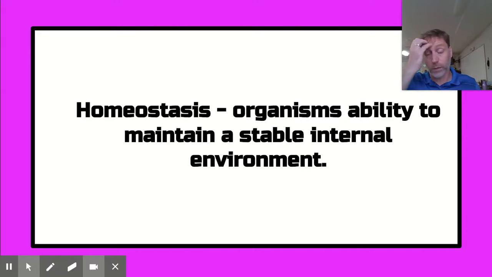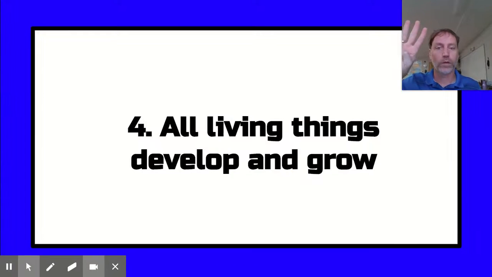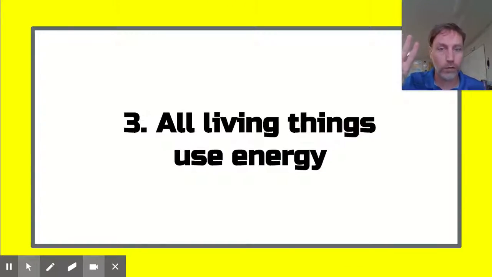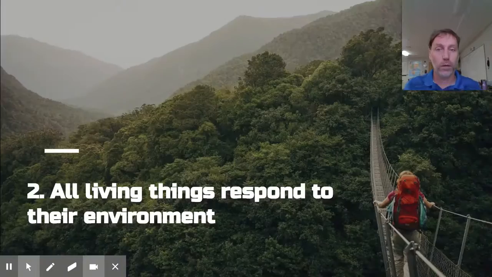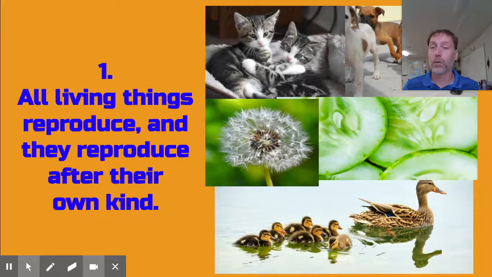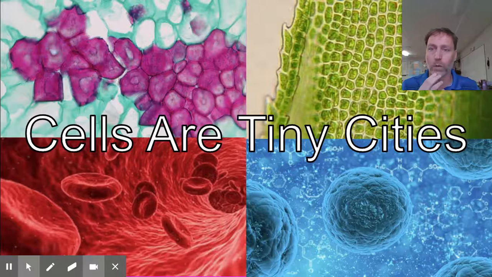So in the five things we learned about so far today, that all living things are made of cells was number five. Number four was that all living things grow. Number three is that all living things use energy. Number two was that they all respond to their environment. And number one was that they all reproduce. And I'm going to teach you one last thing before we go today.